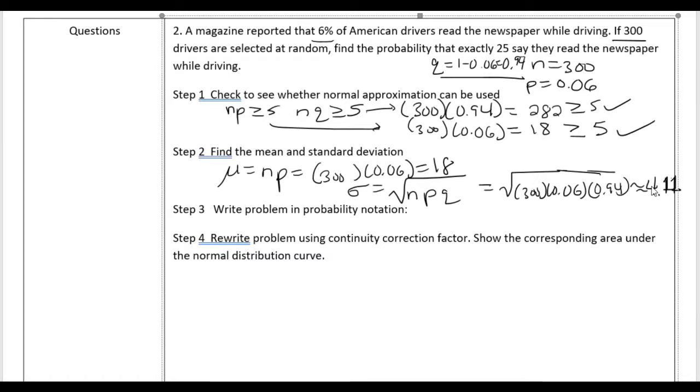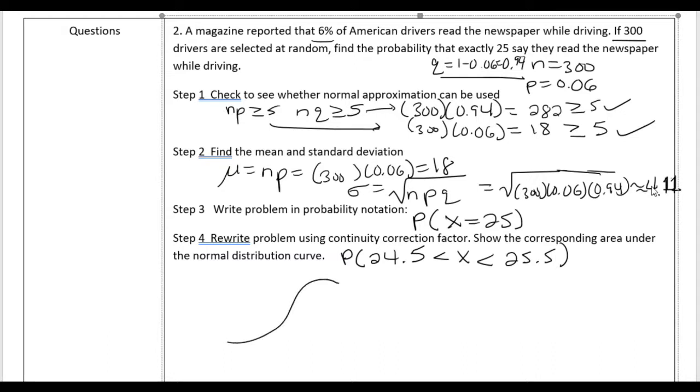That's step 2. Step 3, write the probability in probability notation. They want the probability that exactly 25, so x equals 25. We write it using the continuity correction. So now we want to do the boundaries. So use the 0.5 rule. Take away 0.5 and then add 0.5. So that's what we want. Show the corresponding area under the normal distribution. So we're going to draw the normal distribution.